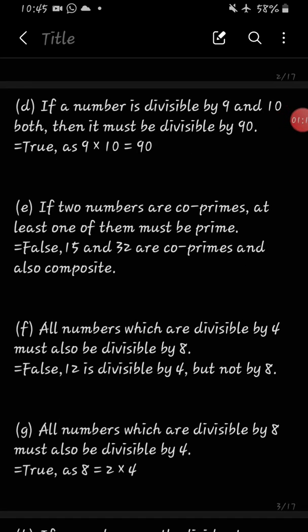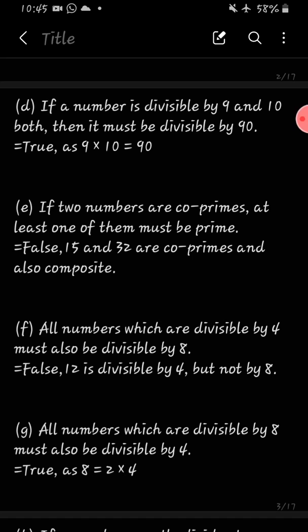D: If a number is divisible by 9 and 10 both, then it must be divisible by 90. It is true because 9 into 10 is equal to 90. So if a number is divisible by both 9 and 10, then it must be divisible by 90.